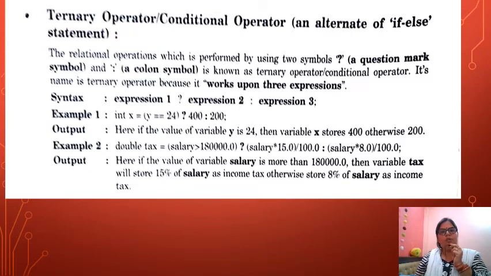In this ternary operator, we use two symbols: one is the question mark and the second is the colon. Question mark stands for if and colon stands for else. It is known as the ternary operator, the conditional operator, because it works upon three expressions: first expression 1, then expression 2, and then expression 3.